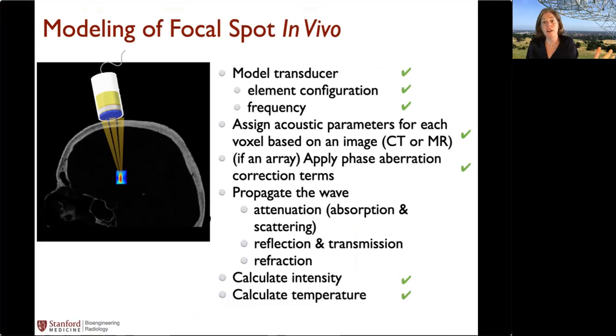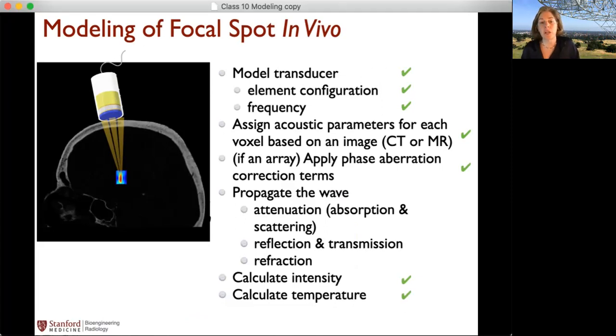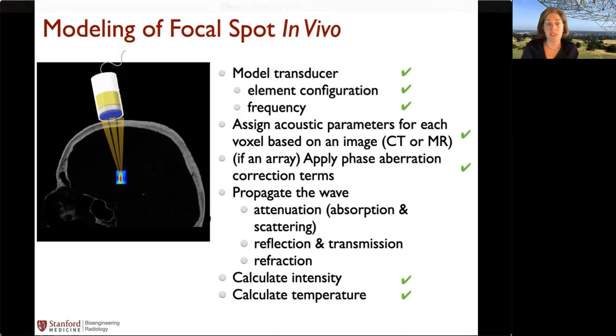All right, I'm going to stop soon after we finish talking. We talked about what the key elements are. You model your transducer. On every voxel, you have to assign parameters. If it's an array, you can do the phase correction, and then you propagate the wavefronts, calculate your intensity at the focus, and then calculate the temperature from there. So we've talked about some of the elements. We haven't yet talked about propagating the wavefront and how to do that in simulation. So I'm going to save that for a later lecture.